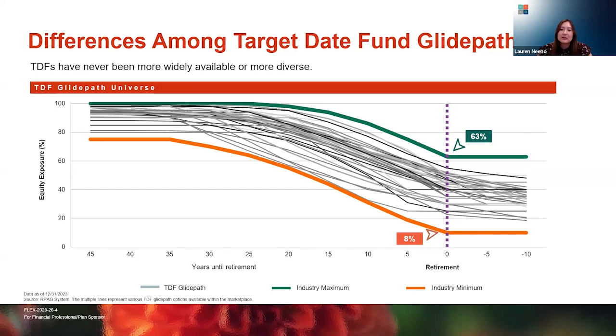So what we've done here on the slide is really overlay the 100 plus various target date fund glide paths available in the industry. And depending on which series is selected for the plan, there could be a difference in equity exposure of as high as 55% at retirement. And those differences have absolutely led to a wide variety of outcomes for participants.